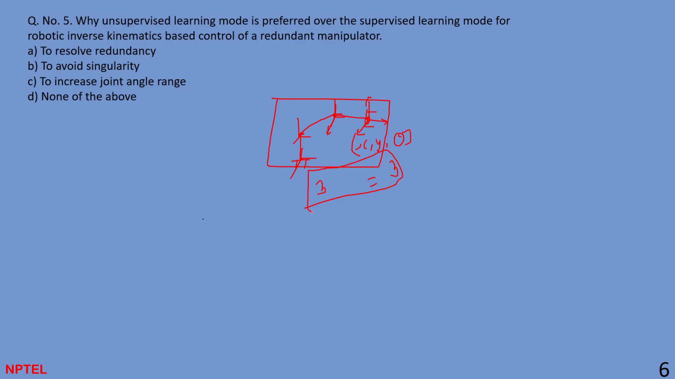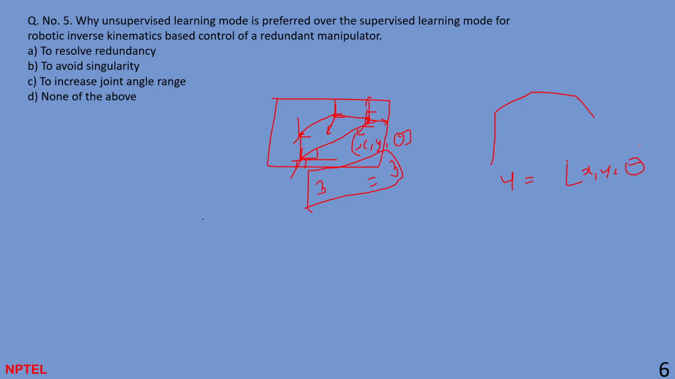So this is a non-redundant system. But let's say if you have something like a four joint arm. The joints have four variables, which are q1, q2, q3, q4, and on the right hand side you have only x, y, and theta. This theta is basically the orientation with respect to the fixed frame.